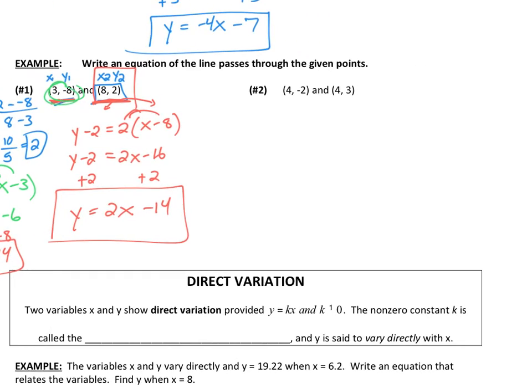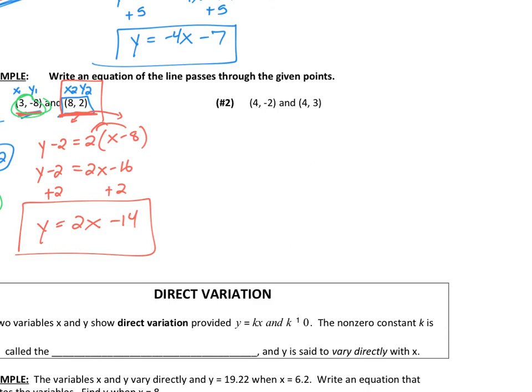Okay, and let's do one more. So again, we have x1, y1, x2, y2. So we have 2 points, but we do not know what the slope is. So we've got to find the slope. Find m. So it'd be 3 minus negative 2 divided by 4 minus 4. So we would get 5 over 0. If it's 5 over 0, what do you get when you divide by 0? If we divide by 0, we would get undefined.